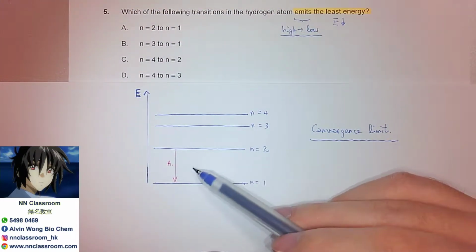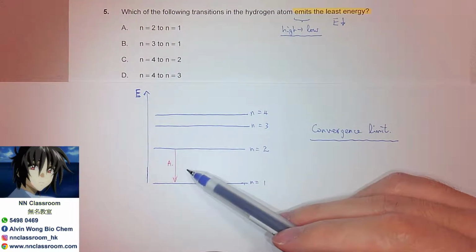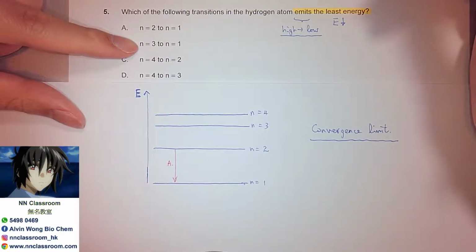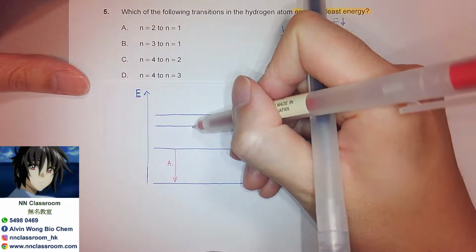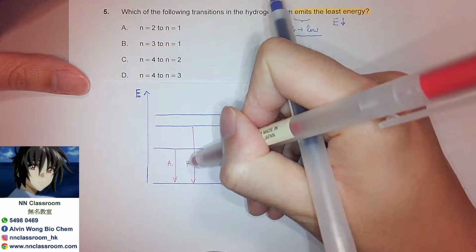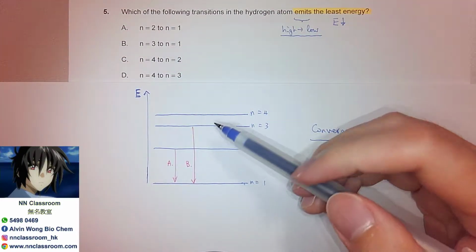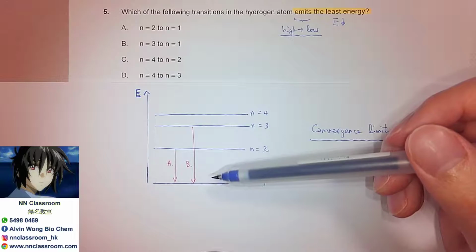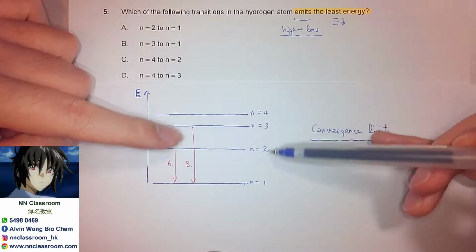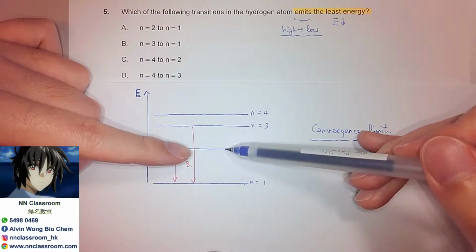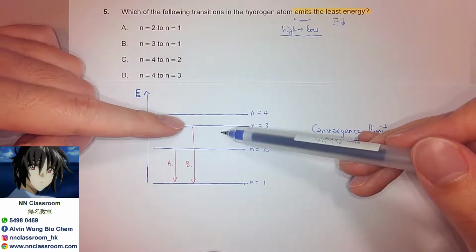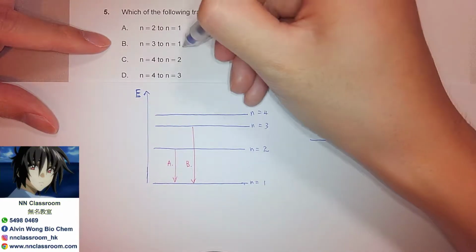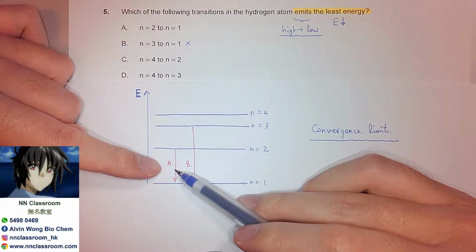As you can see, the gap is quite large, may not be the case, but let's compare. For B, from n equals 3 to n equals 1, obviously this should be a bigger energy value involved. That makes sense because we are moving from 3 to 1, which is all the way through 2 to 1 and then 3 to 2 as well. So B cannot be the choice, because A is now getting smaller.